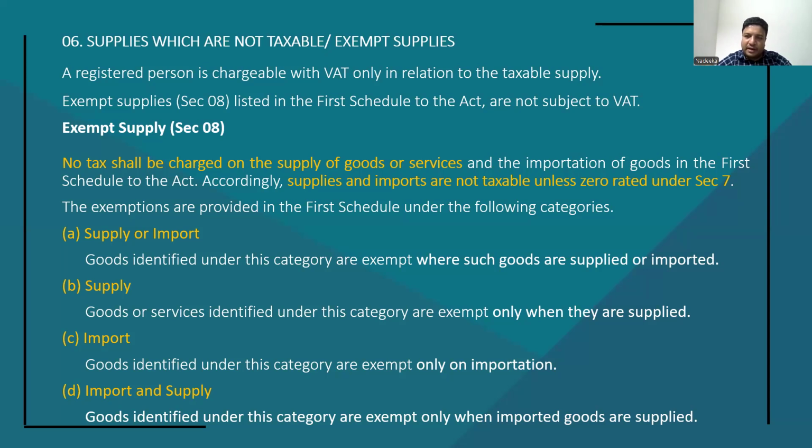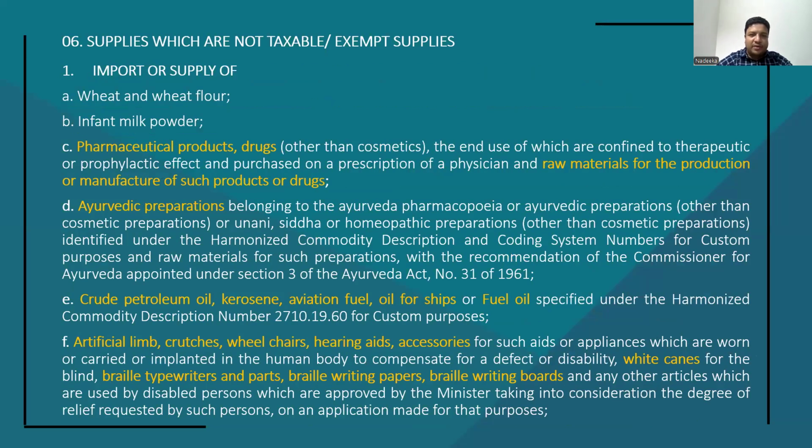If a particular item is listed only under supply, you can't decide that it is exempt when they are imported also. Right. Now I have given all the exemptions, exempt supplies or non-taxable supplies separately under these 4 headings.